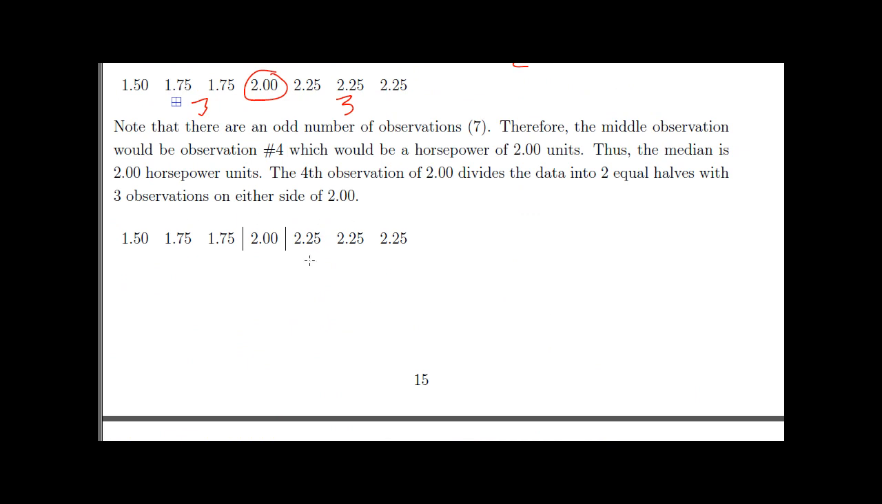So the mode's the most frequent, and 2.25 occurs 3 times, so that's going to be our mode because no other number occurs that often. And then the mid-range, I'm going to take the smallest, and this is an ordered data set, so 1.5 plus 2.25 divided by 2. And this gives us 1.875.